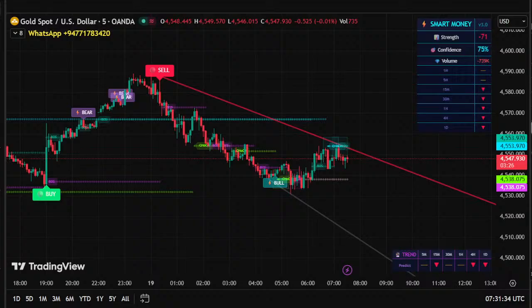Low risk and high reward trading makes you a profitable trader.